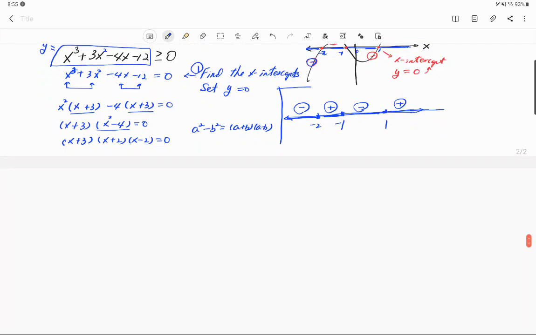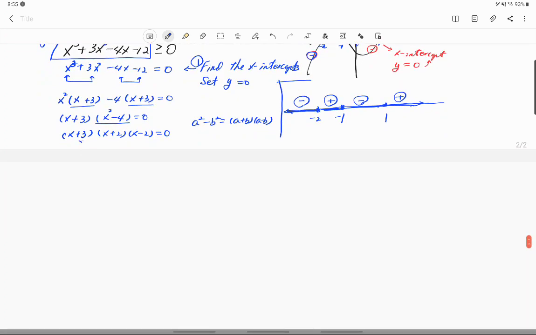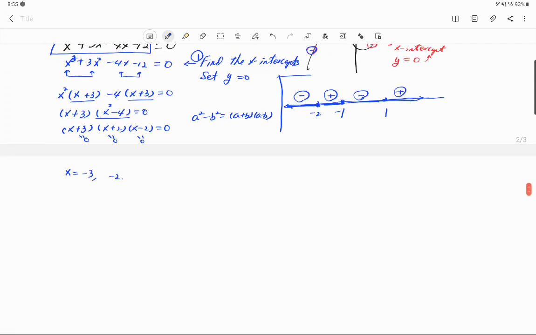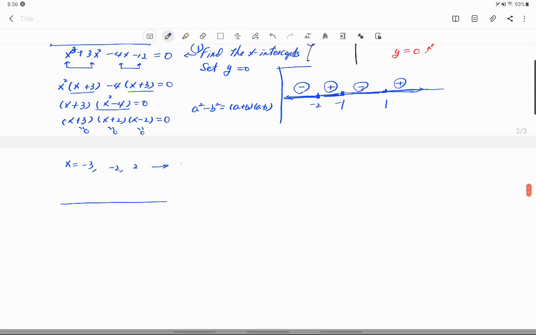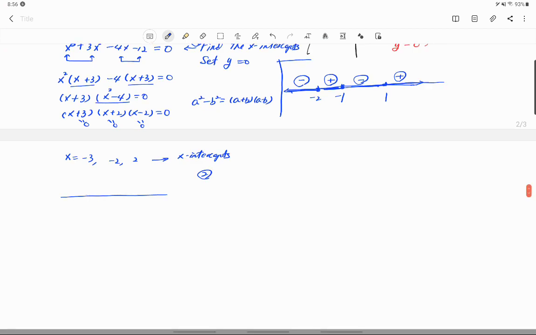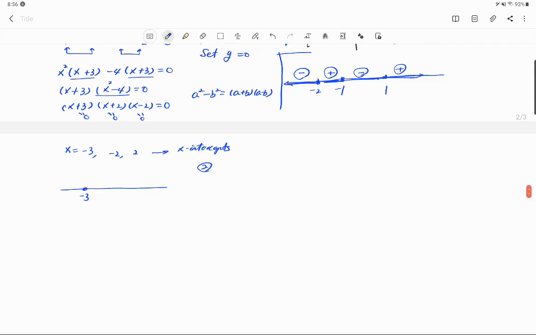So from here, set each factor equal to 0, then the solutions are x equals negative 3, negative 2, and 2, right? So based on this, these x values are the x-intercepts. So the second step is to plot the x-intercepts. So here it is negative 3, this one is negative 2, and this is positive 2.